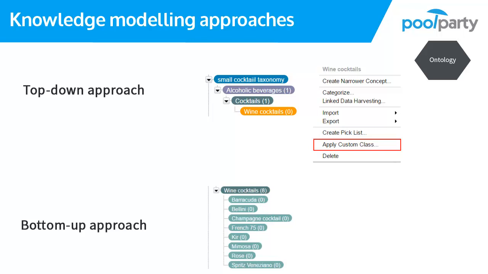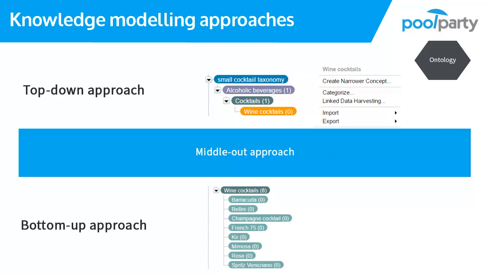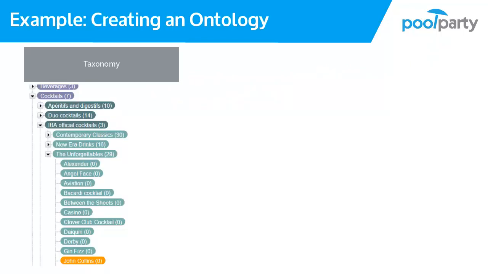In reality, most companies go for a middle-out approach. So you start and continue your work somewhere in between these two approaches. You also change the approaches, as knowledge modeling is an iterative process. And now I will show you how to create an ontology directly in PoolParty. But let's wrap up some details about our example first.